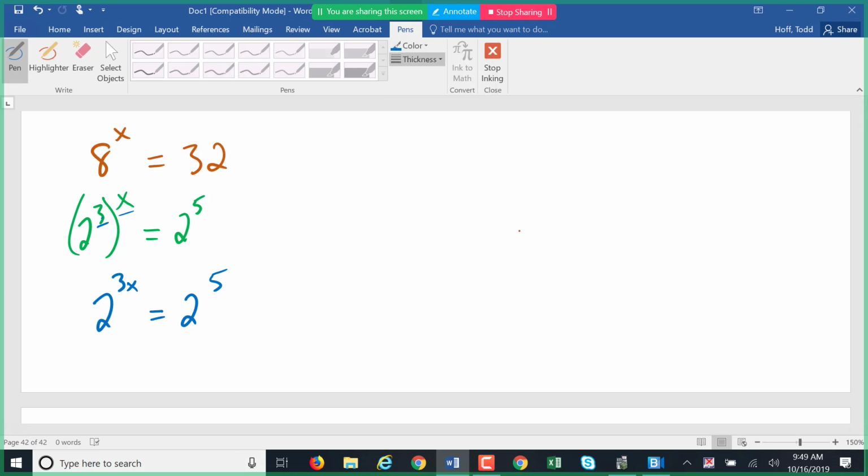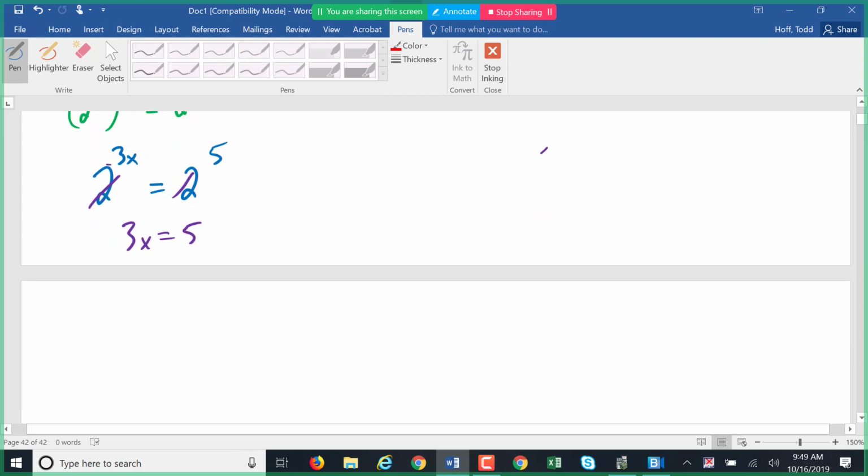So from that, we see that the powers have to be equal. Again, we've got the same base. So 3x equals 5. All we have to do to solve that is divide by 3. x equals 5/3 or 1 2/3 if you prefer it that way.